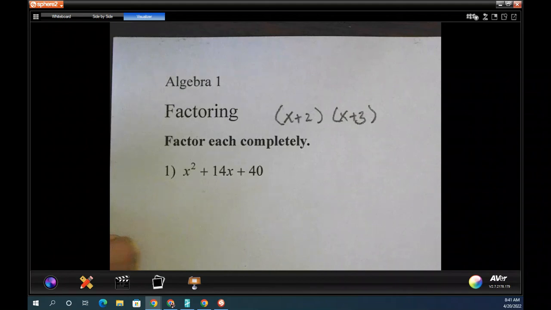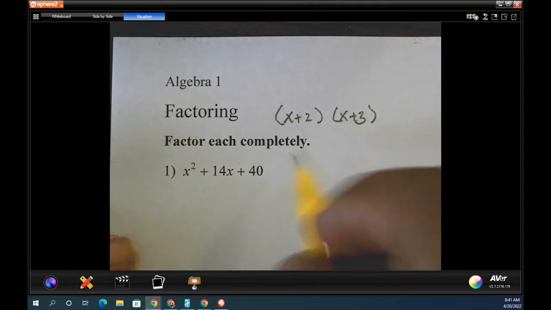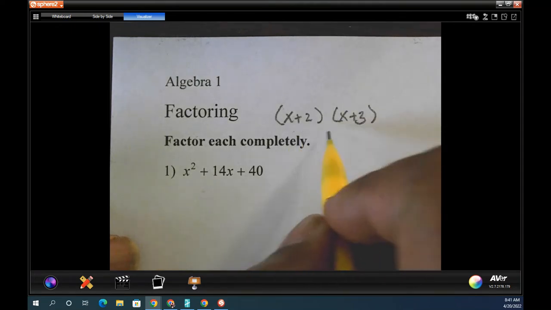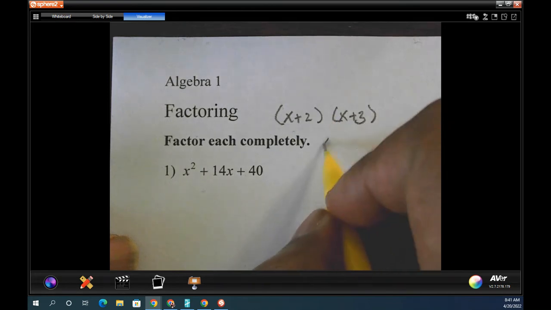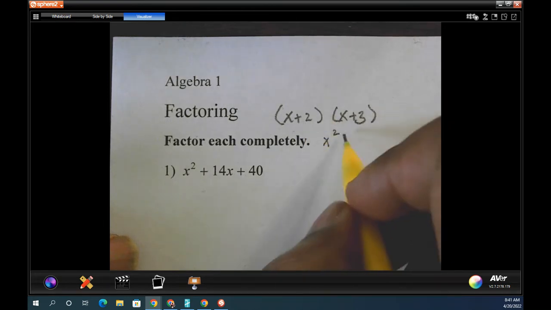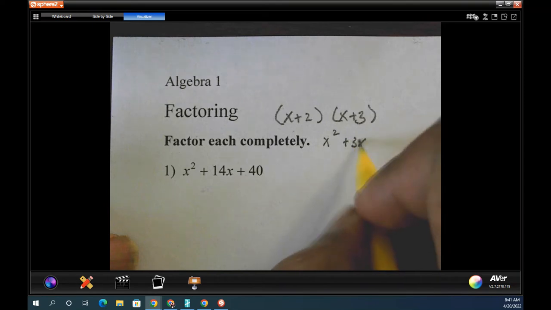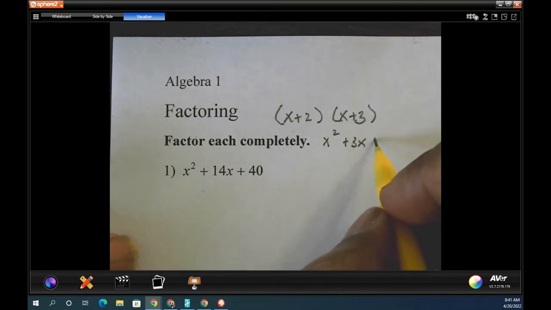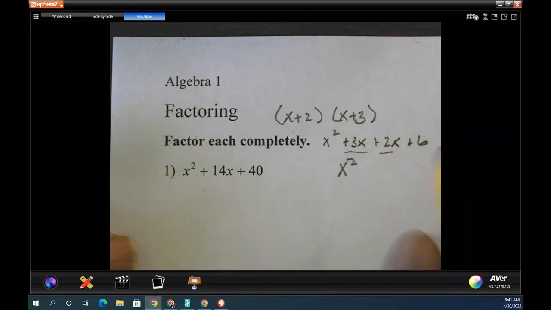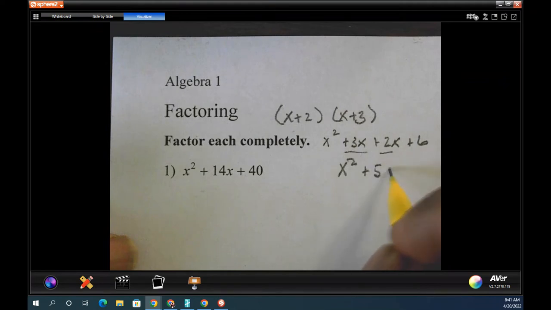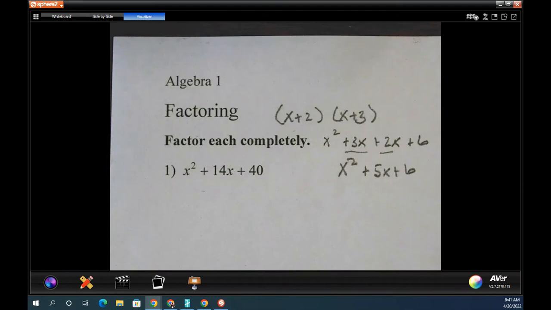All right, factoring, the opposite of what we've been doing. We've been multiplying binomials. And remember, we would get this. It would be x squared plus 3x plus 2x plus 6. And we would combine those, and we would get x squared plus 5x plus 6. Now, here's the thing. We're doing the opposite of that now.